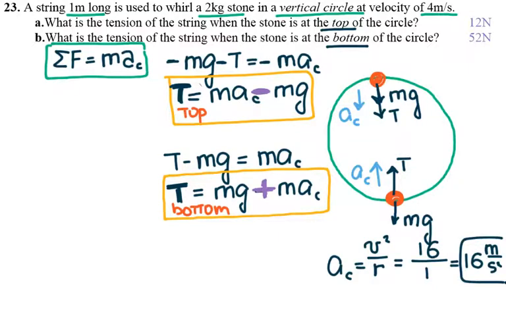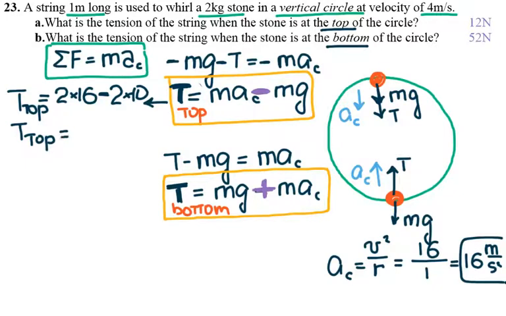Now I'm going to plug into my tension on the top. So the tension on the top is equal to mass is 2 and acceleration is 16. So I have 2 times 16 minus mg, the mass is 2 and g is 10. So I have 2 times 10. So the tension on the top is 32 minus 20, 12 newtons.